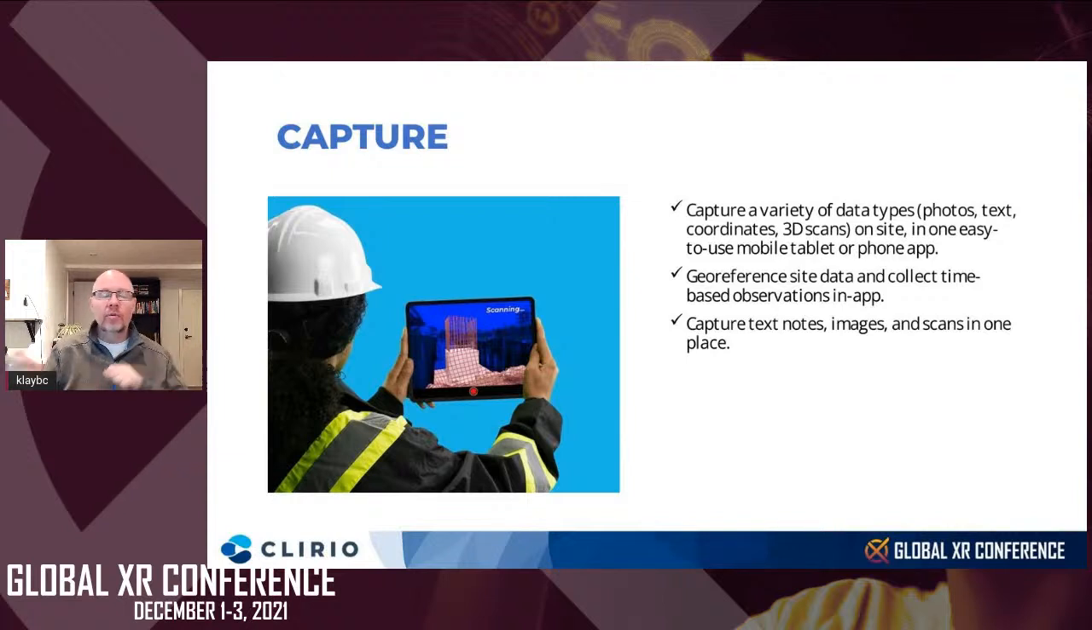So you're not going back and forth to different apps, trying to find the right app to capture all of your data. But the key thing is that in our application, all of those notes are georeferenced to the site, and they are also timestamped. So as you start collecting things, we're automatically putting them and sorting them into points of interest on a map of your site and timestamping them so that you can go back and see them in terms of time and place for later. So again, you can capture notes, images, and scans in one place.